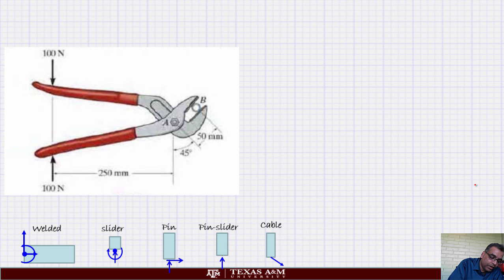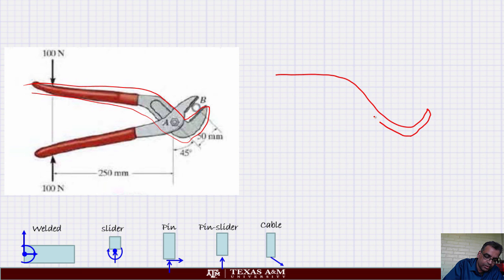I'm going to draw the free body diagram of this guy. So here goes, and you know what to do, right? Try your hand at it. Can you see the slot here? That's very important. Okay, so let's see. There's the 100 Newton force.